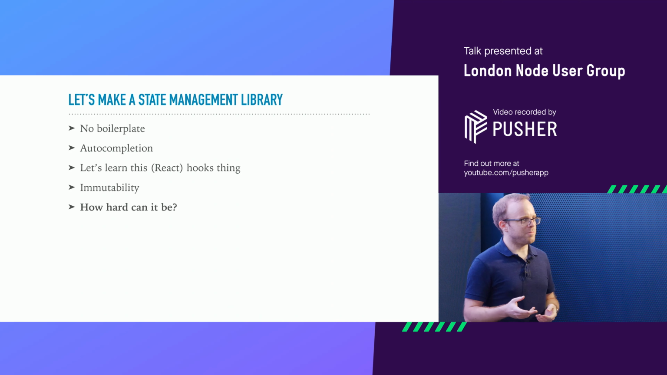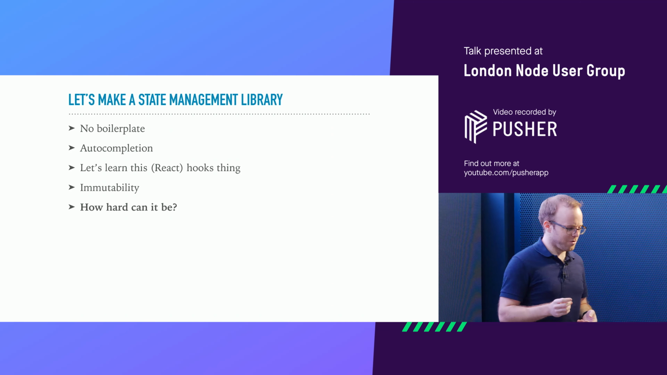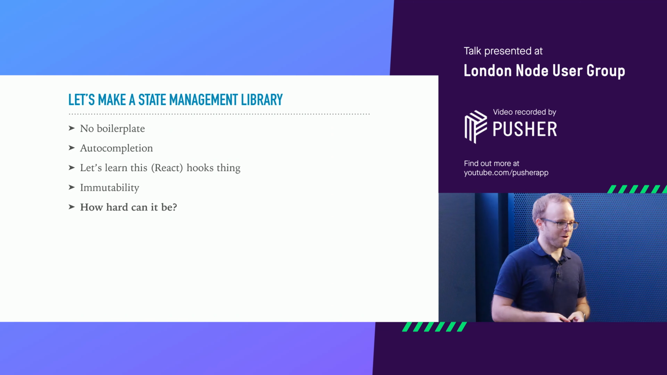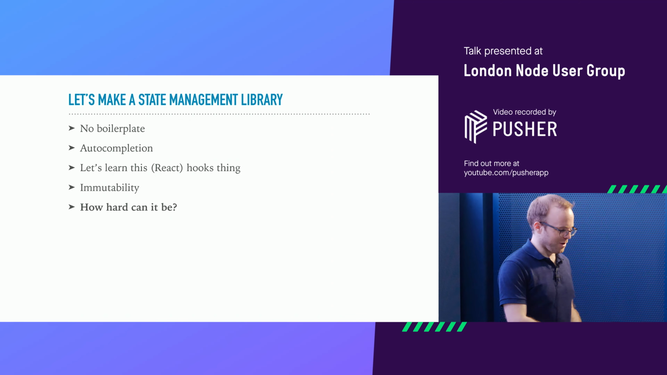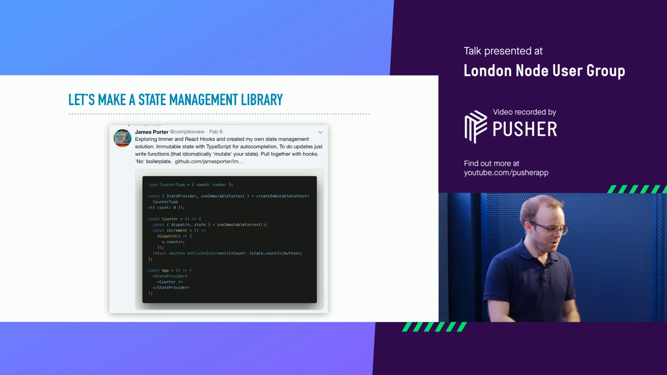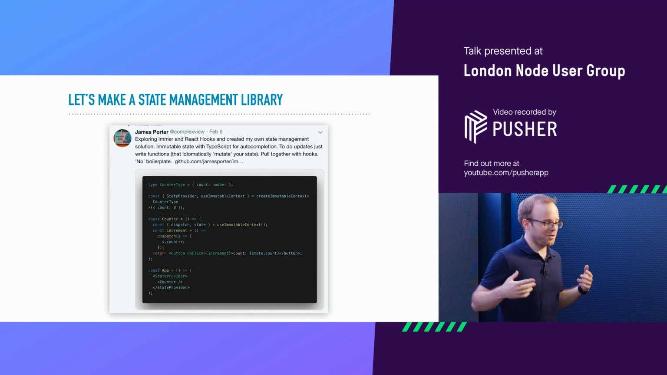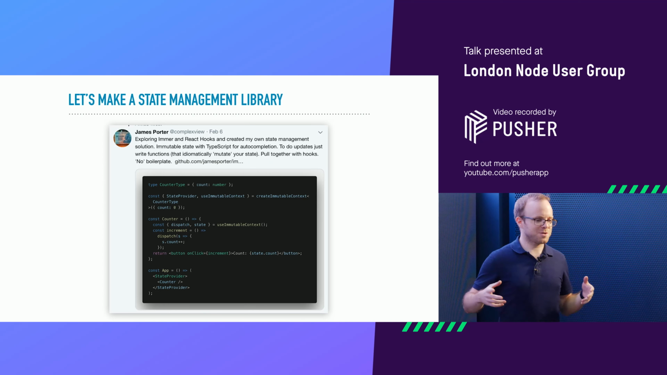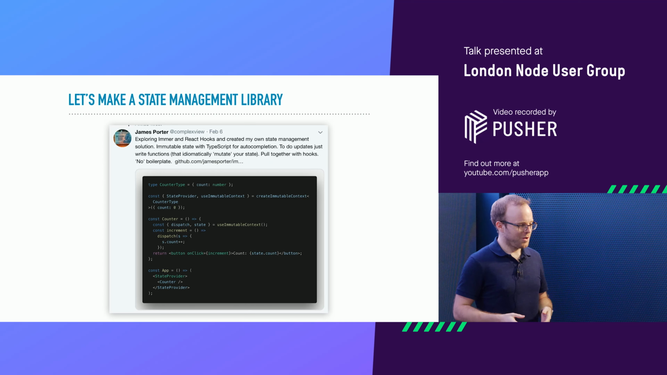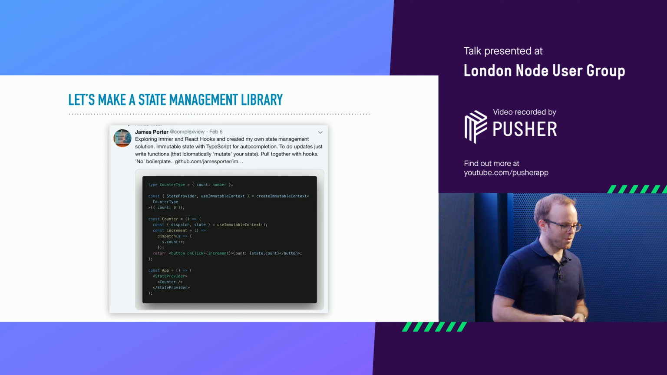And React Hooks is about to come out. It's in beta. It's going to come out in a few weeks. I should learn about this thing. And immutability, that's awesome. Let's have that. So how hard can that be? It turned out it wasn't that hard, and that's kind of one of the lessons of this talk. It took, I think, an hour and a half. I built this state management library that kind of worked, which I find really surprising.